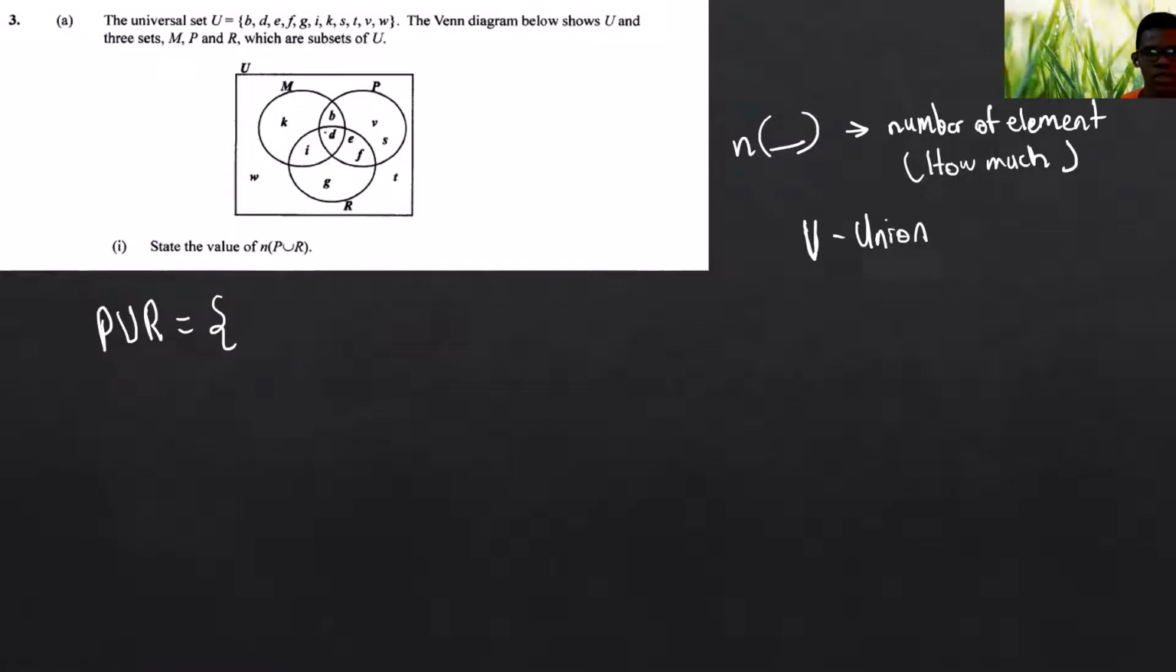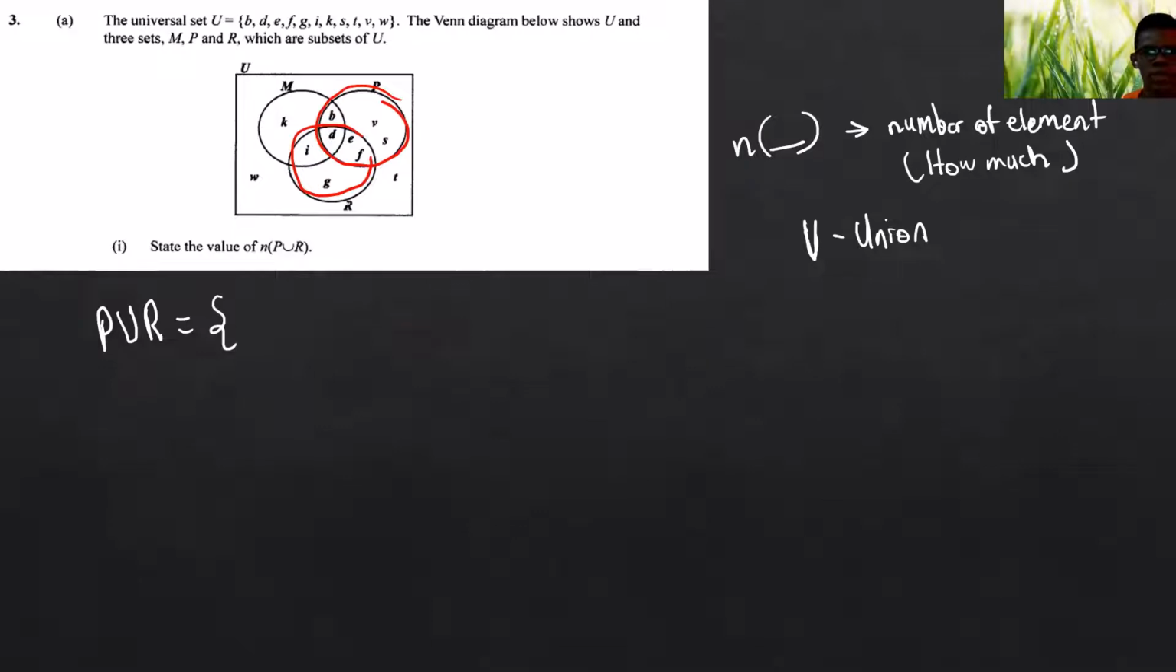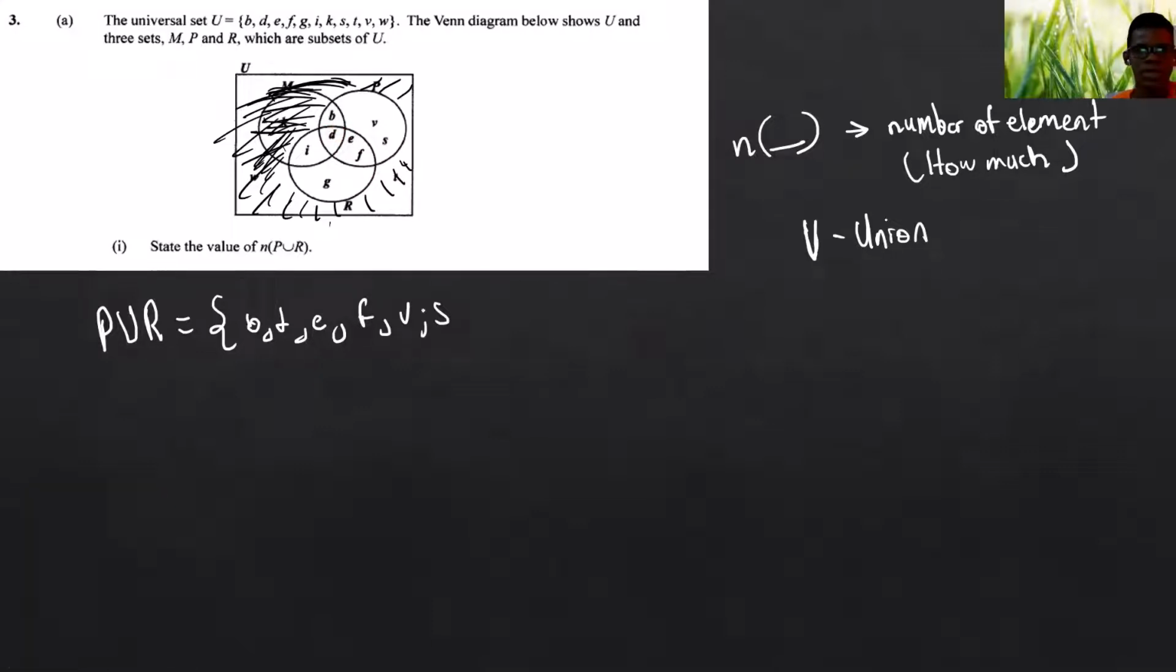P union R just speaks of everything that is in R and P. So what you do is just write down all the elements in, let's do P first. All the elements in P would be, let's go to R, but there is an intersection here, and those elements have already been listed. So we don't need to write them twice, right? We don't write the same element twice in a set, right? So I, G are the only two elements that are missing, and this is P union R.